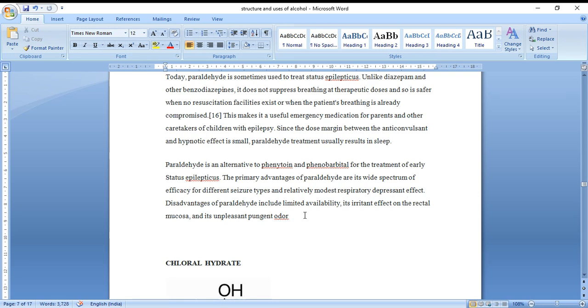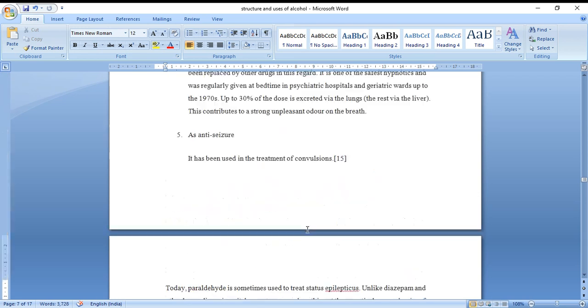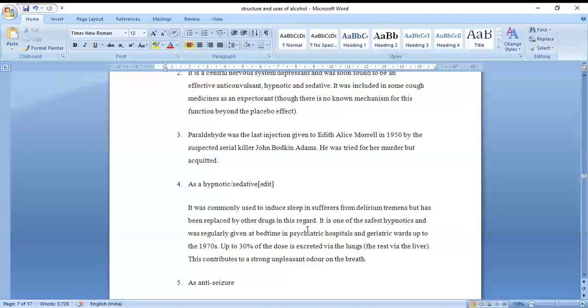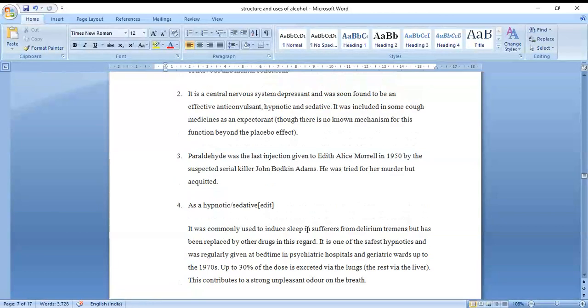But what is the disadvantage? The disadvantage is that its availability is very limited, and it also has an irritating effect on the rectal mucosa, as well as causing a very unpleasant pungent odor. So this is about paraldehyde. Orally, we can say that paraldehyde is mainly used to treat alcoholic persons, that means persons who have taken alcohol and get excited vigorously, isn't it?